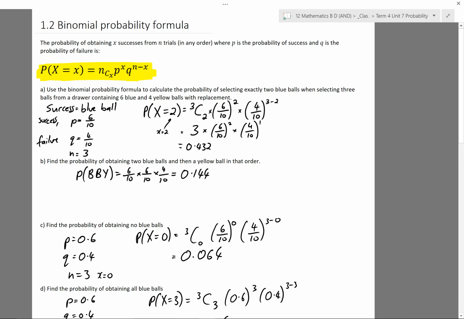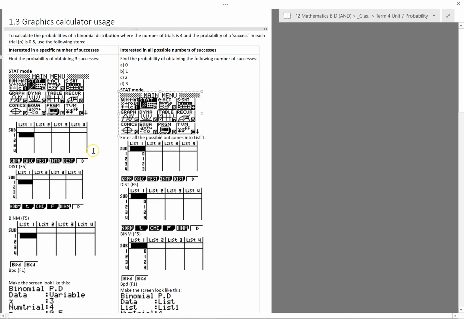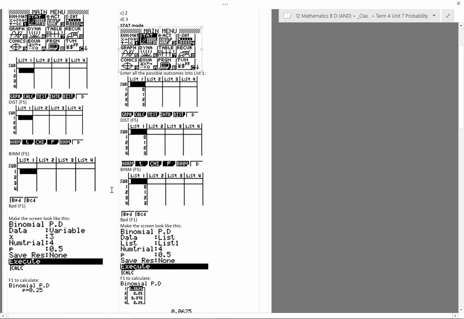So when you do these problems, I'd set it out like this part A example, where I'd write what success is, write probability of success and failure, write the number of trials, write what the x value is, in this case x equals 2, and substitute it into the formula. So you get a lot of practice with this. You can also check your solutions with a calculator.